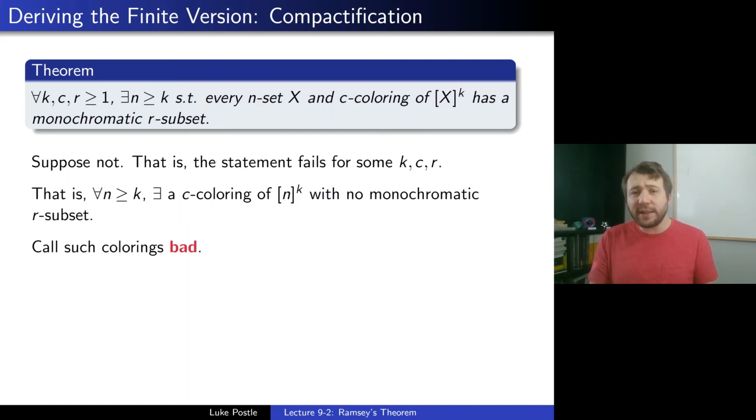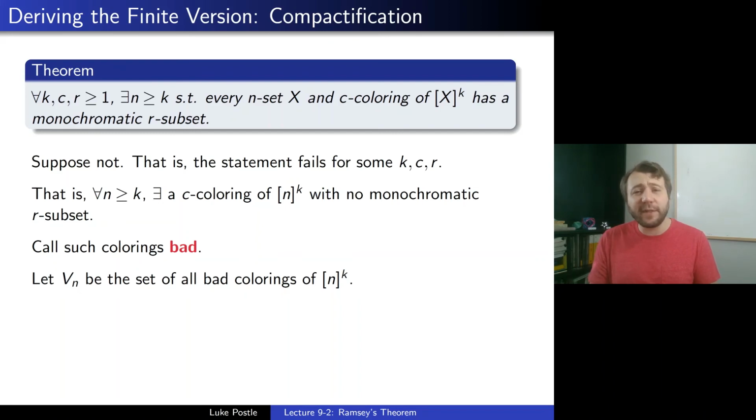And now intuitively, you should realize that for this k and c and r, if we're always finding bad colorings, then this must contradict the infinite version. So you're saying we can never find a finite R subset, but yet the infinite one promised an infinite monochromatic subset. So something must be going wrong here. Now that intuition can lead you astray in general, but that is what we'll work out. So we'll derive a contradiction by showing that there is a bad coloring of the infinite set.